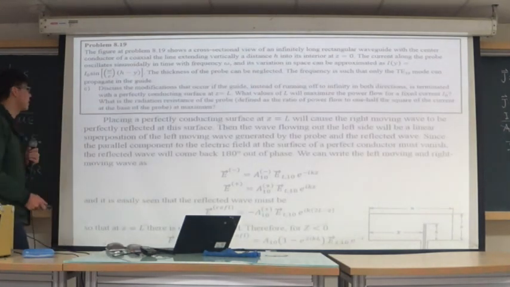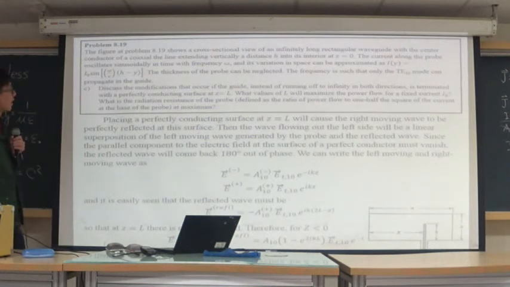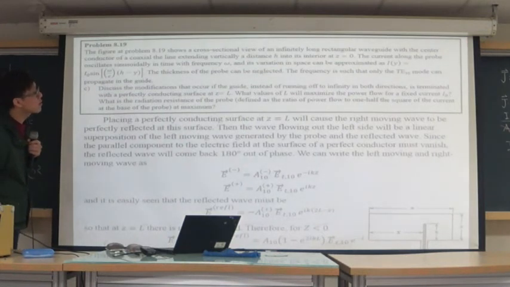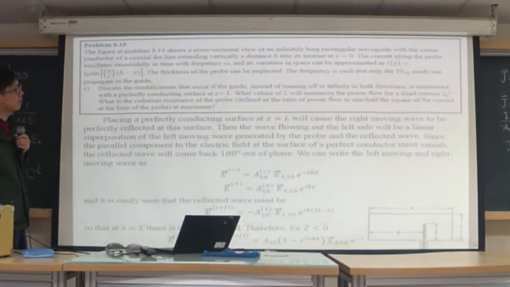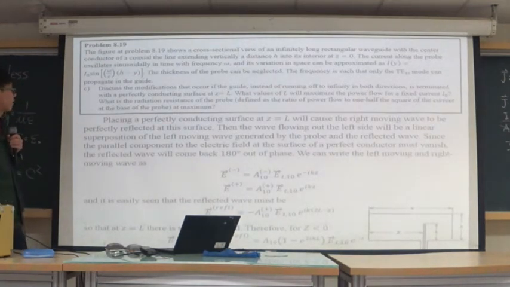Okay, for problem C, discuss the modification that occurs if the guide, instead of running off to infinity in both directions, is terminated with a perfectly conducting surface at z equal to L. What values of L will maximize the power flow for a fixed current I0? What is the radiation resistance of the pipe? Define it as the ratio of power flow to one half the square of the current at the base of the pipe at maximum. Okay, placing a perfectly conducting surface at z equal to L will cause the right moving wave to be perfectly reflected at this surface.